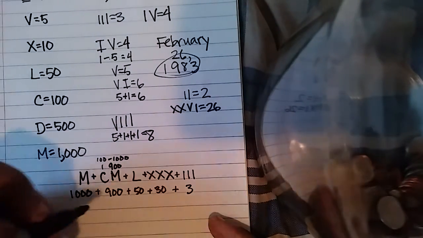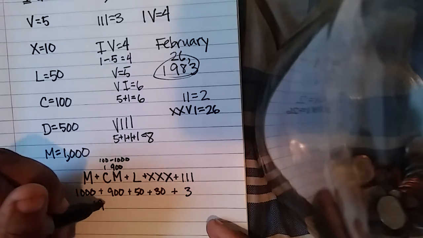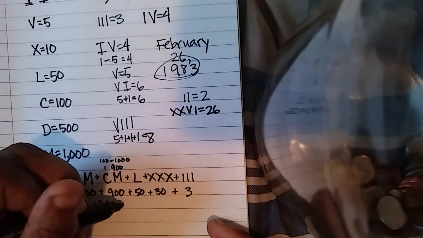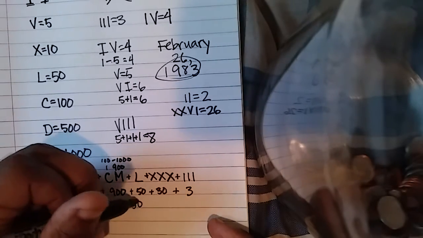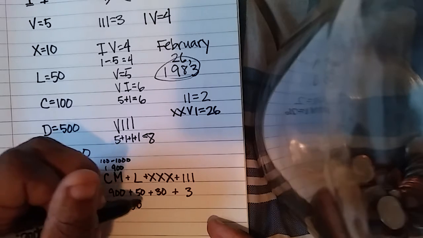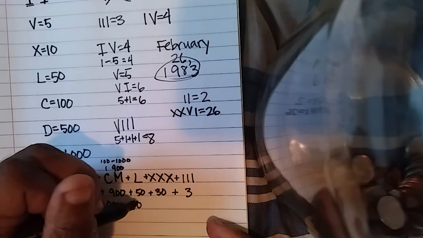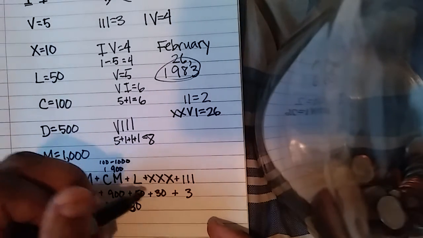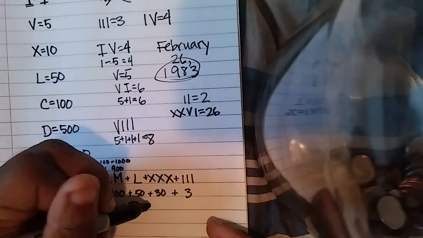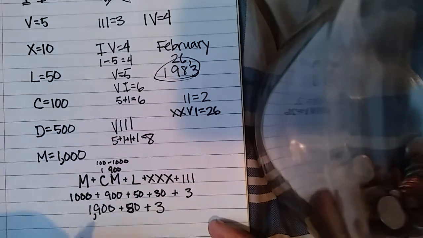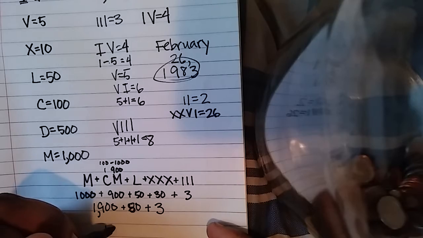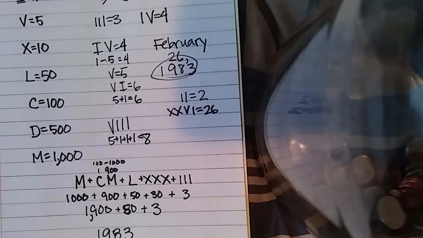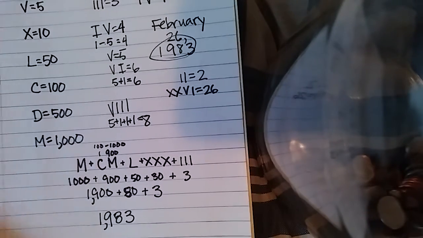So let's put it all together. 1,000 plus 900 is 1,900. Plus 50. Plus 30 equals 80. Pardon me. And plus 3. So, put them together: 1,983. That's how you do large numbers.